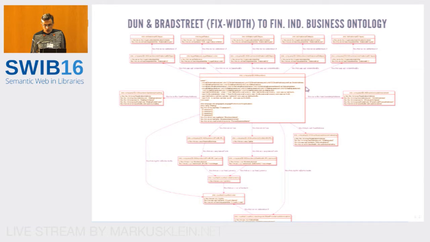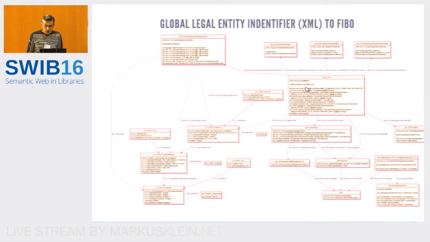Lately, I have been working a lot with company data. So this is Dun & Bradstreet data that is mapped to the financial industry business ontology, FIBO. Or this is a legal entity identifier. This is a global initiative to make a sort of global trade register, basically to make all of the US funds that created the crash of a few years ago at least register and know their shareholding and control structures. And again, mapping this LEI to FIBO in this model.